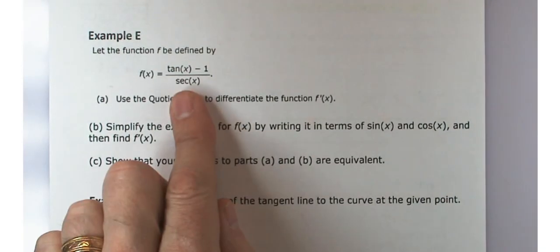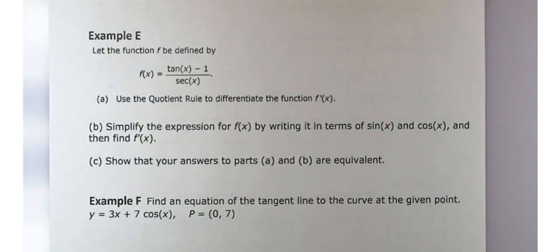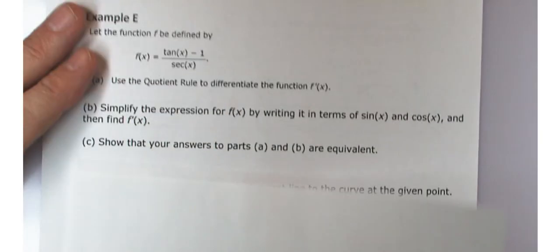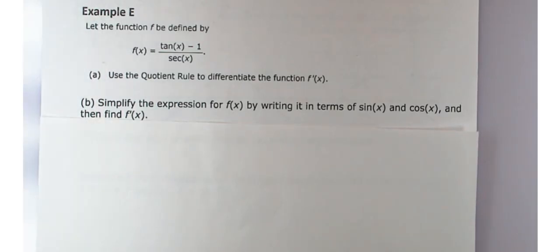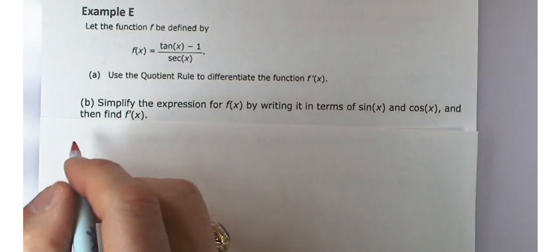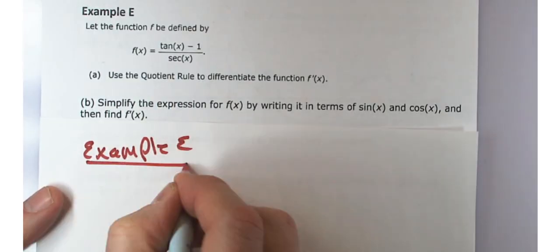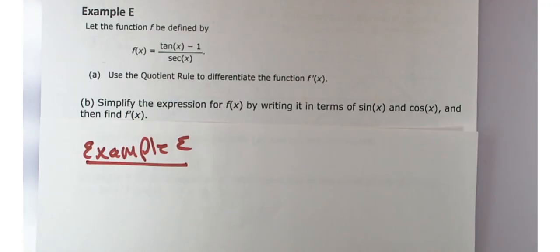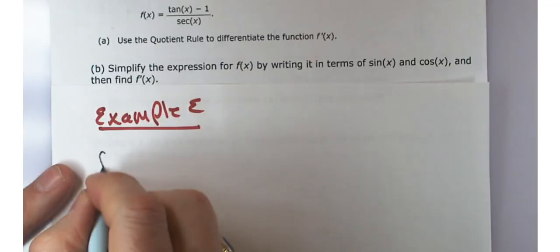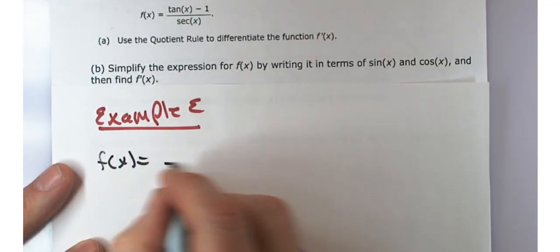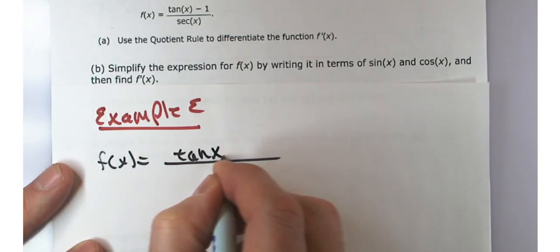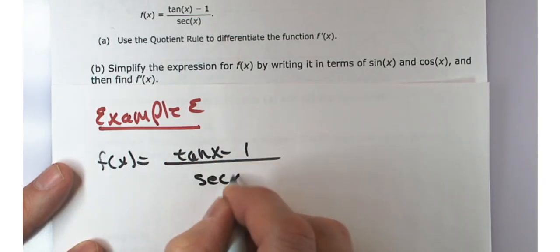Let's take a look at example E. Example E is going to give you a chance to realize that some of those trig identities that you played around with, manipulating those things, actually do help out. Let's start with finding the derivative just as is. So we've got f of x equals tangent of x minus 1 over the secant of x.